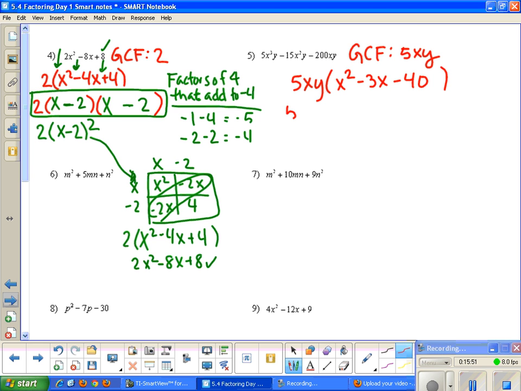So I know that 5xy stays here. I would set up my 2 sets of parentheses. I know x is going to go here and here. Since my signs are both negative and the negative number is on the outside, I know they're going to be opposite, so a plus and a minus, because a positive times a negative is a negative, and that means that since our middle term is negative, we want our larger factor to be negative. So I need factors of 40 that add to negative 3.